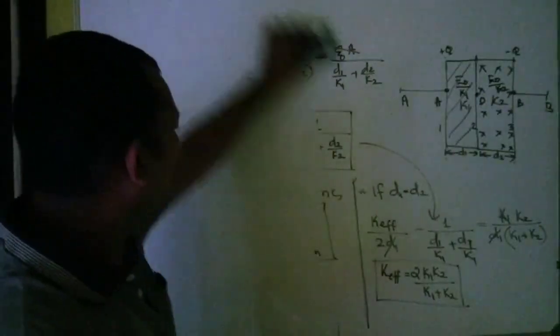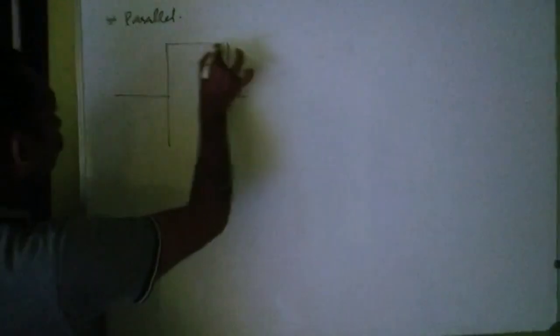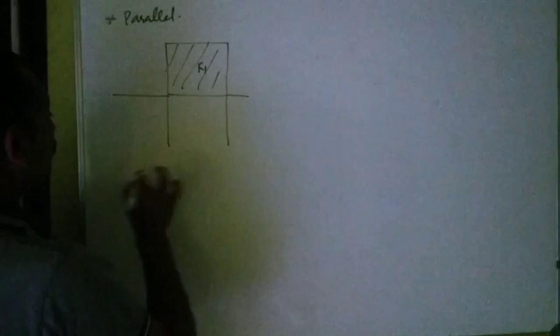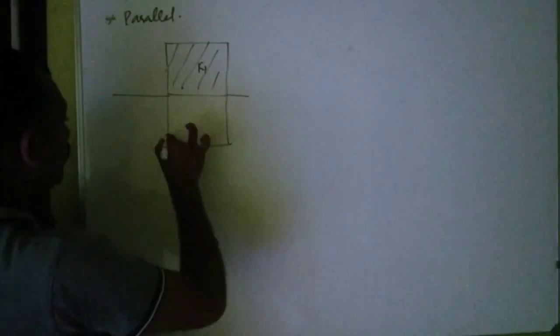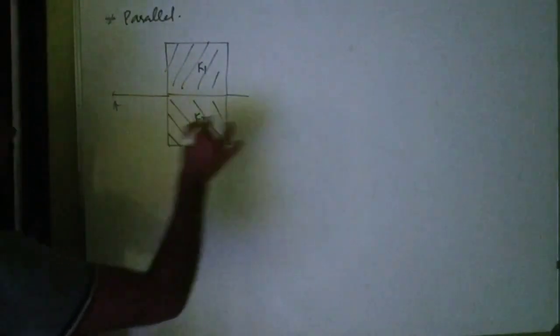We will now discuss parallel combination of dielectrics. Now this is the arrangement. You can see one dielectric is placed like this. This is K1. The other dielectric is placed like this. This is K2.